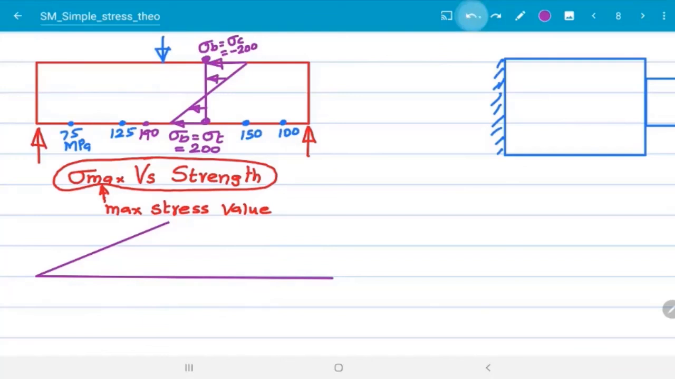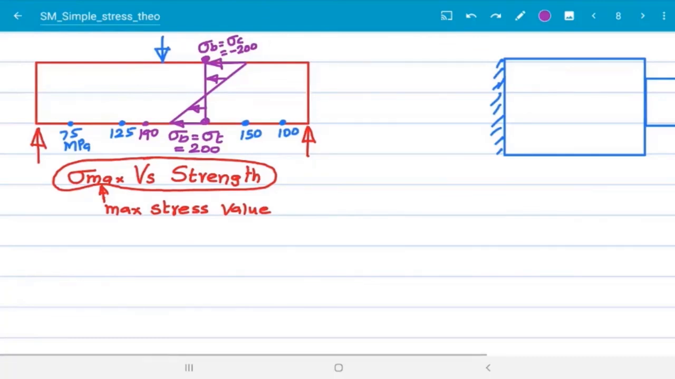So what is the conclusion made here? For comparing with strength, even though you have many values, you have to compare the maximum stress value with the strength. Okay, right. So with this point, we'll stop here. Thank you so much.